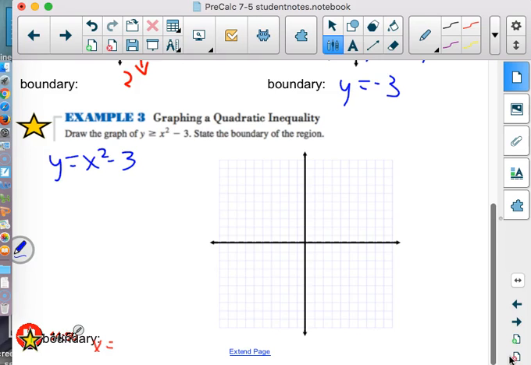Now, does anybody know exactly where this parabola is? Good. Starts at 0, -3. Exactly. And that's thinking back to our whole y equals a times x minus h squared plus k. This is x squared, but subtracting 3. So it's going to go down here.